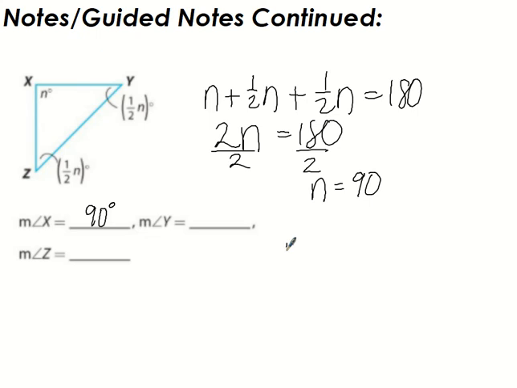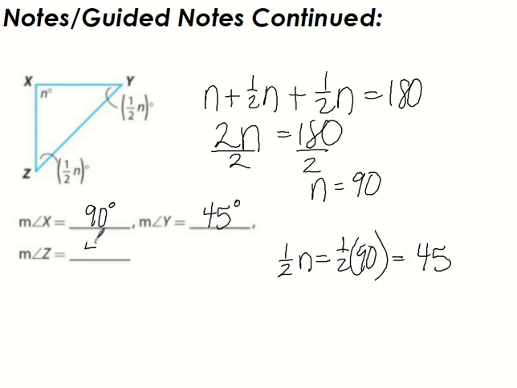So for half n, I need to take half of 90, which will then be 45. So then this one's 45 degrees, and this one's 45 degrees. So I have to plug it in then to find y and z. But notice I still set it up the same exact way as the last two examples.